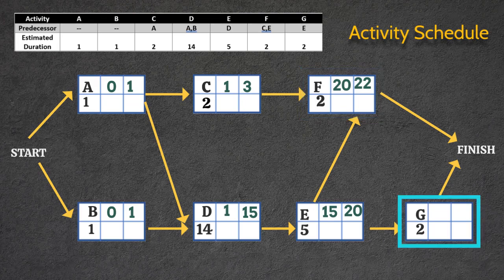Since G has only one predecessor, E, this means that it can start earliest at 20 and finish earliest at 22. Now that we have finished the forward passes, we can determine the project's earliest finish time. This will be the highest earliest finish time value in our activities. G and F have the highest earliest finish time, which is 22. So we will say that the project's completion time is 22 weeks.